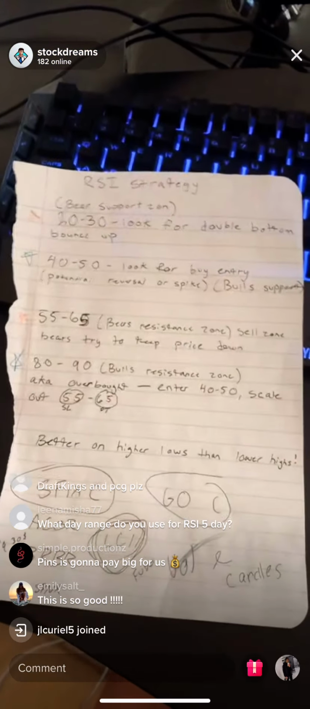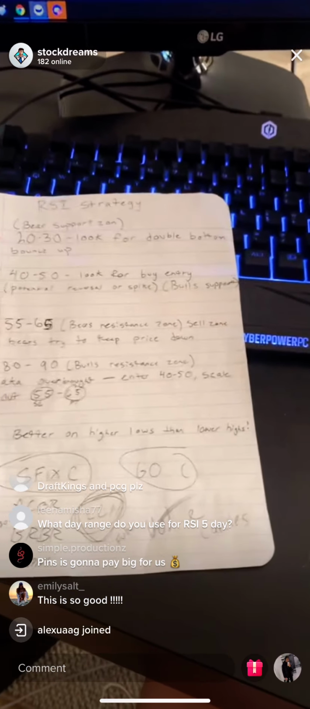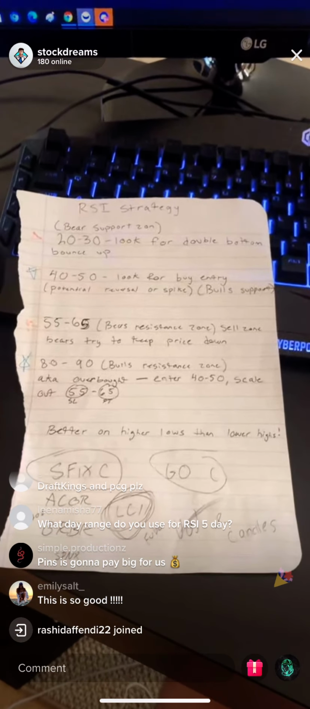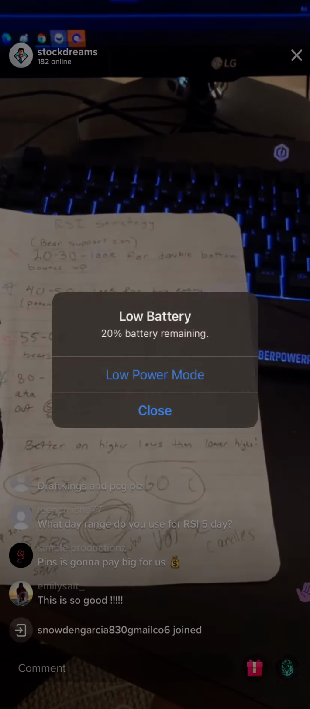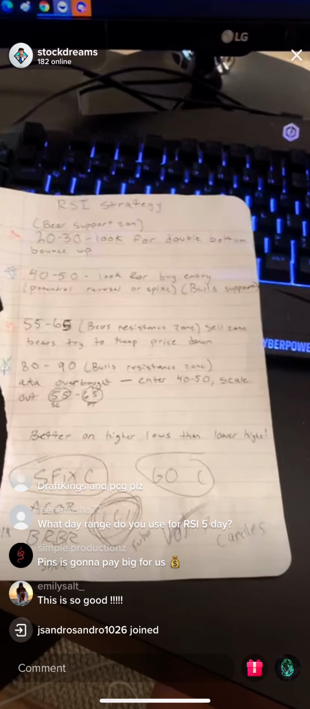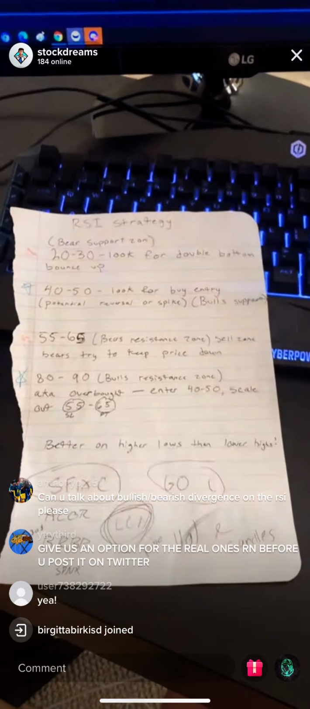I'm going to let you guys take another look at these notes right here. Does RSI make sense? Let me know.